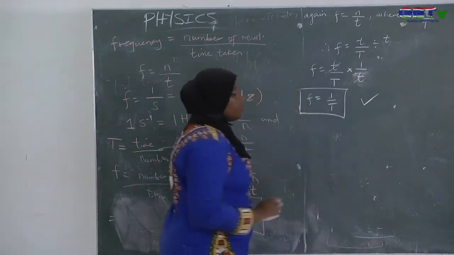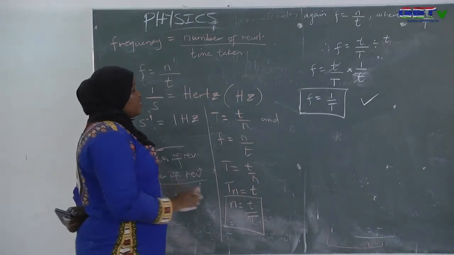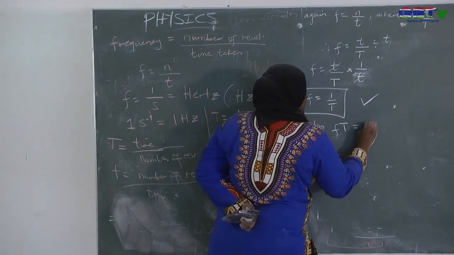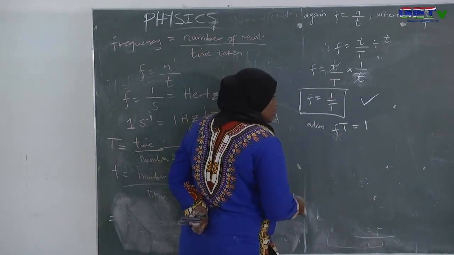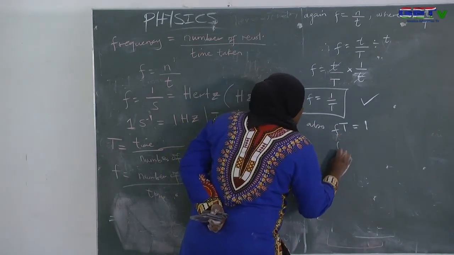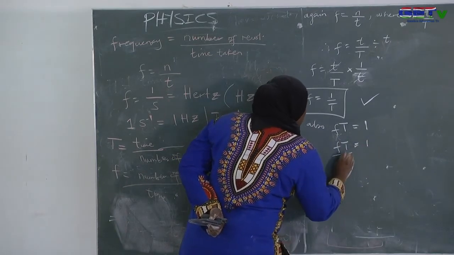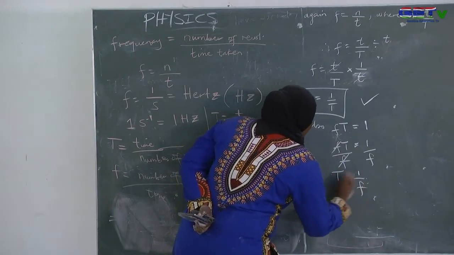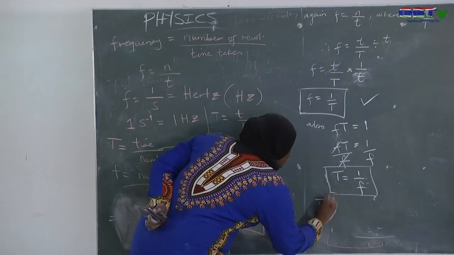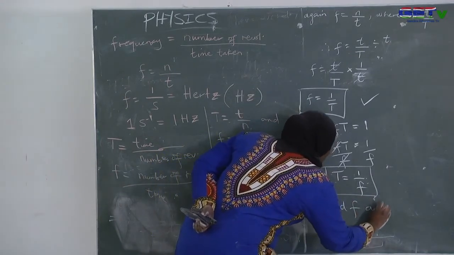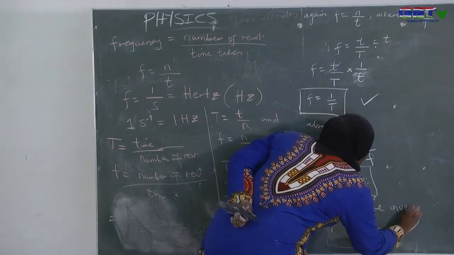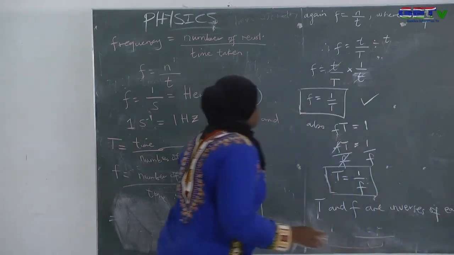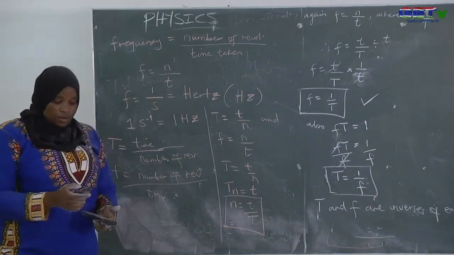Is that understood? Let's see what f will be in terms of T. And from here, we can make T the subject. Also, f times T is equivalent to 1. Can we make T the subject? Yes, we divide both sides by f. f cancels, and this gives us T equals 1 over f. This is why I said T and f are inverses of each other. Good.